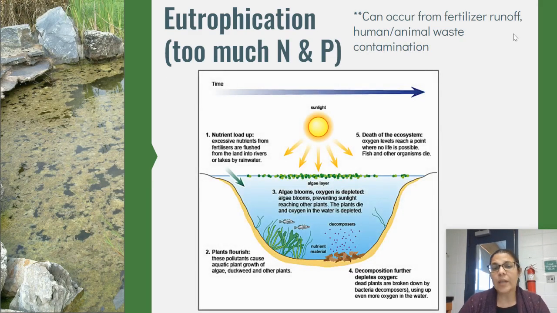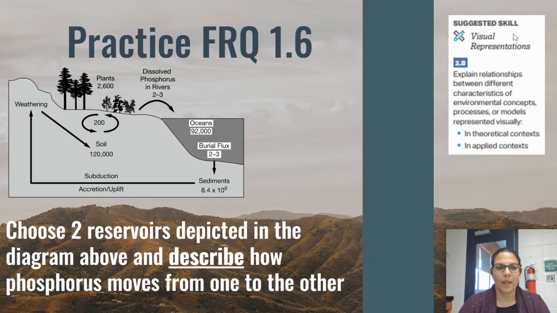So here is a really nice visual with steps of how this happens. So you can always pause and take a look at this. Here's your other practice FRQ. Choose two reservoirs depicted in the diagram above and describe how phosphorus moves from one to the other. Okay, so phosphorus.